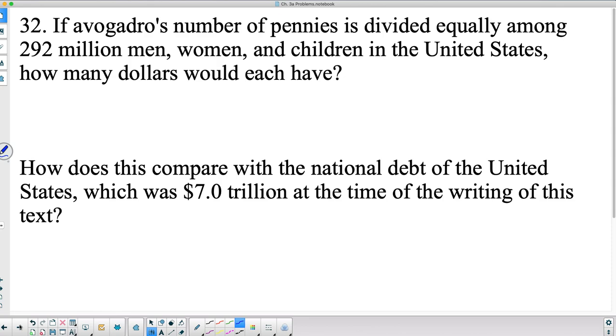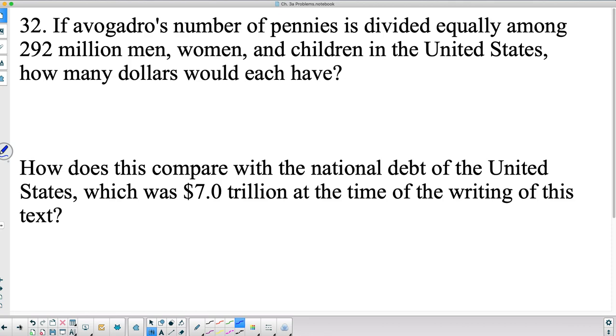If Avogadro's number of pennies is divided equally among 292 million men, women, and children in the United States, how many dollars would each have? Okay, how does this compare with the national debt of the United States, which was 7 trillion, which now it's up to like 25 trillion at the time of the writing? So let's take a look.